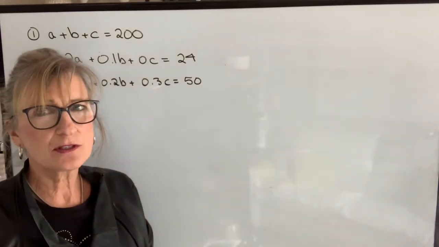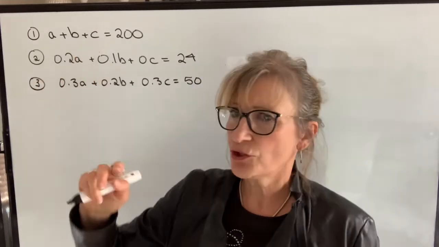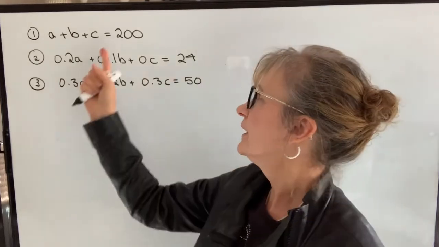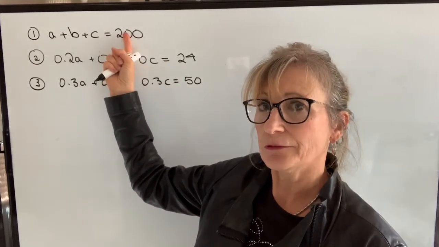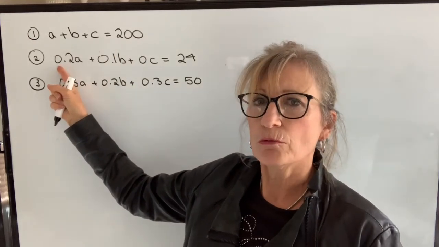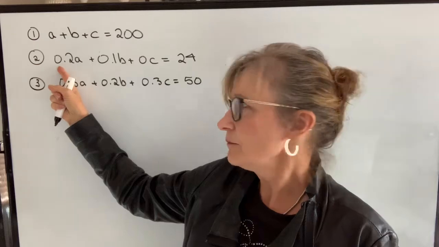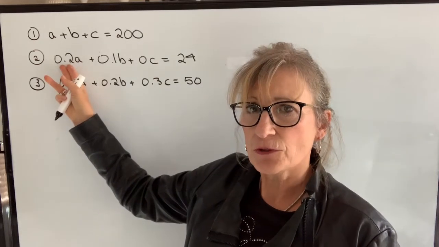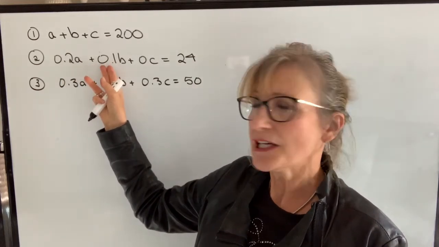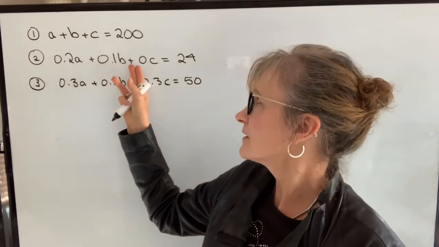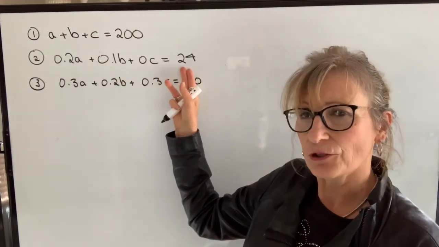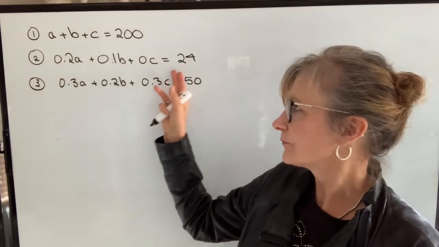Just to confirm what these equations mean, the first equation means that the amount of the first fertilizer plus the amount of the second plus the amount of the third equals our total amount of fertilizer in our final fertilizer. Equation 2 represents the amount of potassium. So the amount of potassium in our first fertilizer will be 20% of A. The amount of potassium in our second fertilizer will be 10% of B. The amount of potassium in our third fertilizer is 0. And the amount of potassium in our final fertilizer is 24 kilograms.